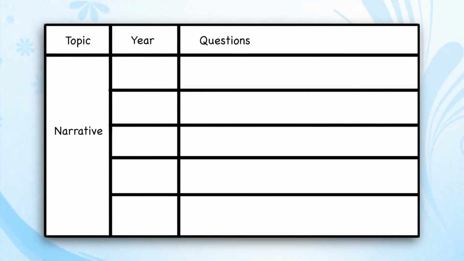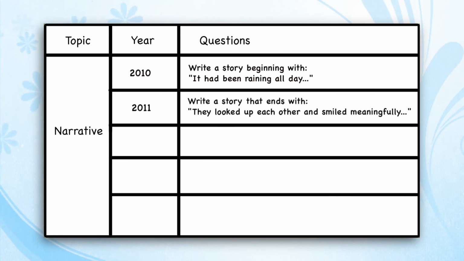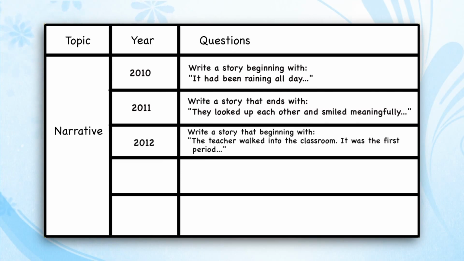Before we begin, let's explore the frequency of narrative essays appearing in section B. We will specifically focus on questions from 2010 to 2014. In 2010, students were required to write a story beginning with, "It had been raining all day." In 2011, students were required to write a story that ends with, "They looked at each other and smiled meaningfully." In 2012, students were required to write a story beginning with, "The teacher walked into the classroom. It was the first period."